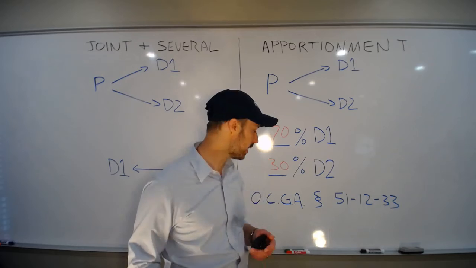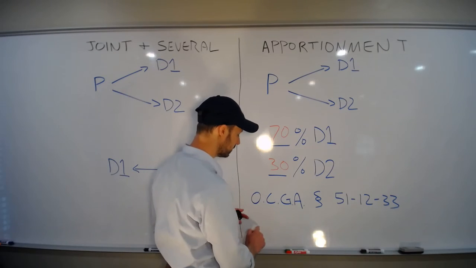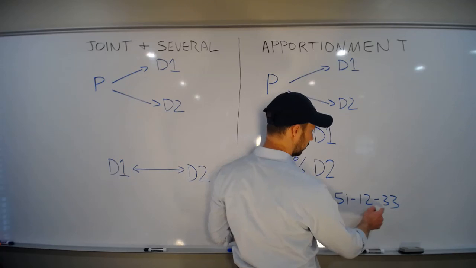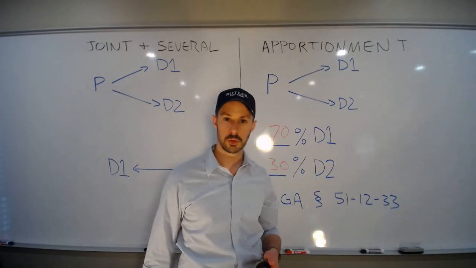And you can find all that in OCGA, that is the official code of Georgia annotated, section 51-12-33, which will come up on Google if you'd like to look at it.